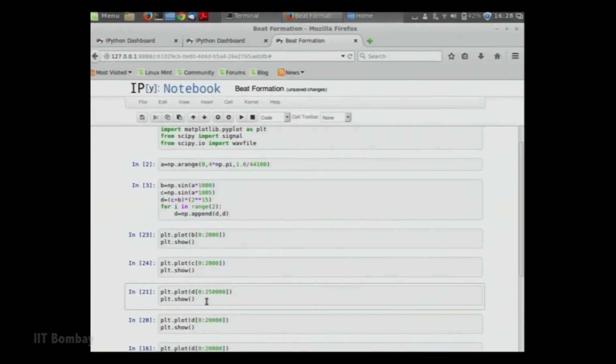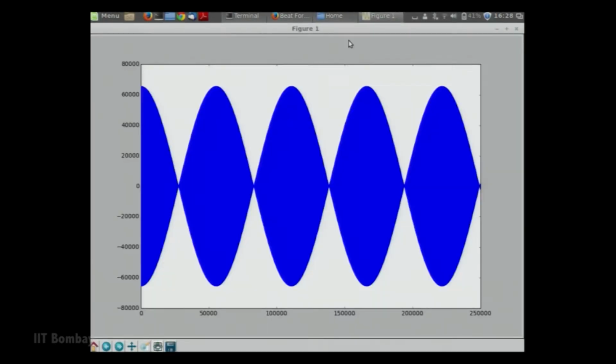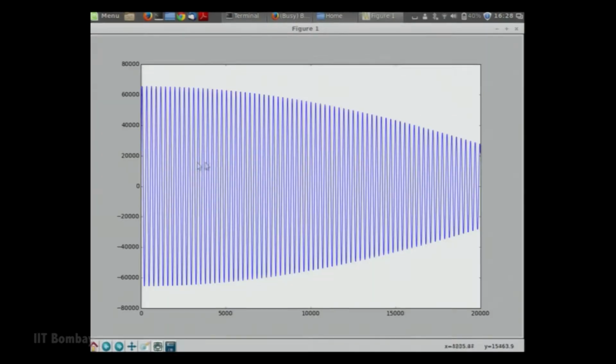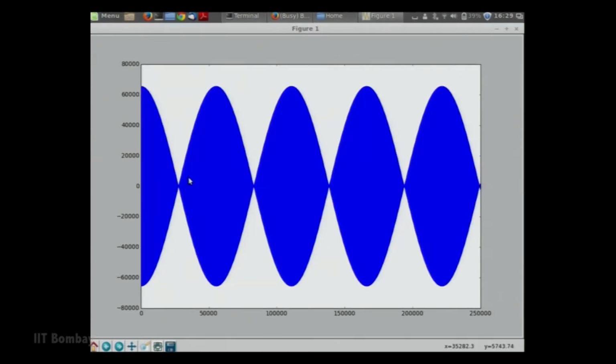Now let's see what happens when we add both the sine waves, the sine wave of 1000 Hz and the sine wave of 1005 Hz. The difference of frequency is 5 Hz. So you can see there is an envelope and inside that there is a high frequency sine wave. You won't be able to see the high frequency sine wave, so we will zoom in for you. As you see, inside the envelope you have a high frequency sine wave. The frequency of this sine wave would be around 1000 Hz. So this is how beats are formed and we have seen it graphically.